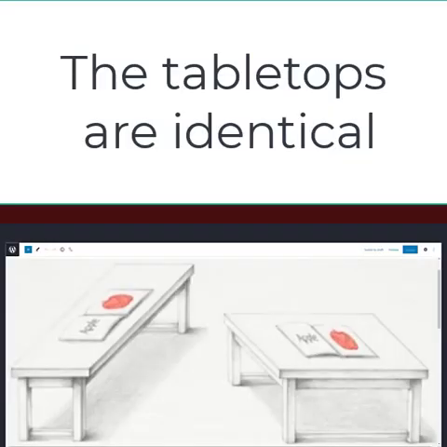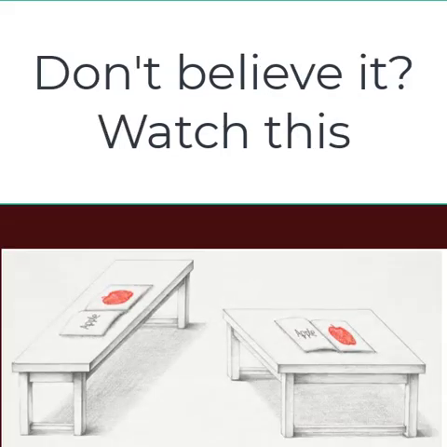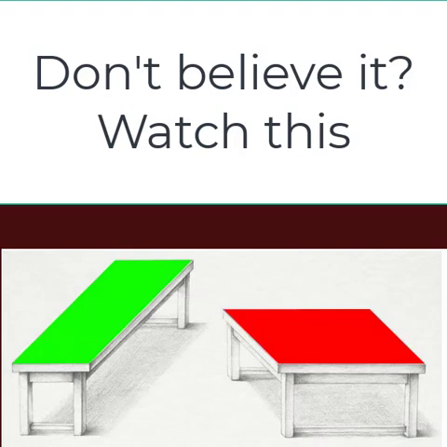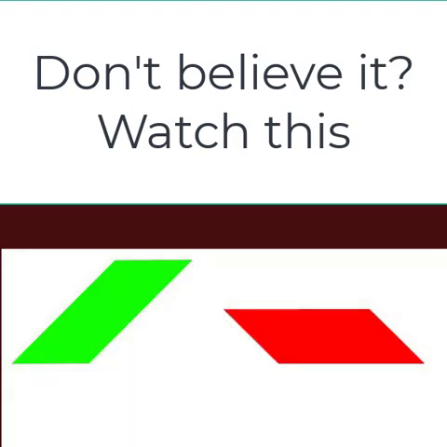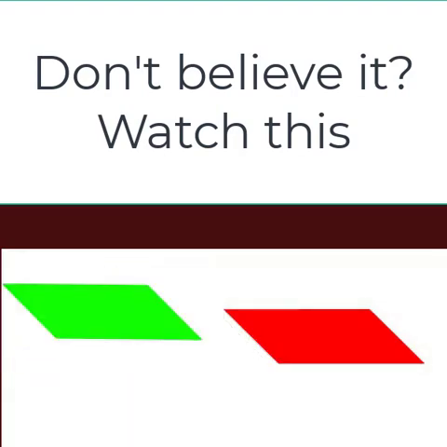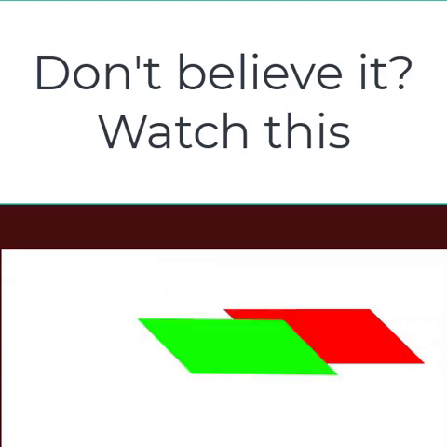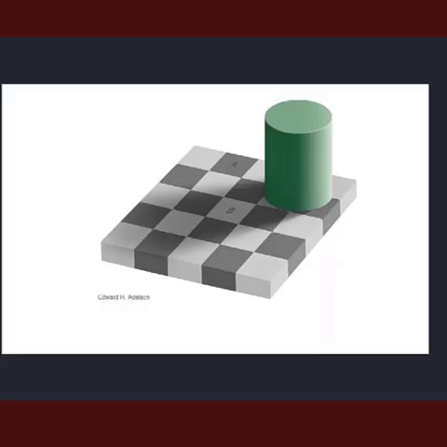These tabletops appear quite different. In fact, they are identical. Here's a graphic of a similar set of tabletops with one superimposed upon the other. While it's hard to believe, squares A and B are the same shade of gray.